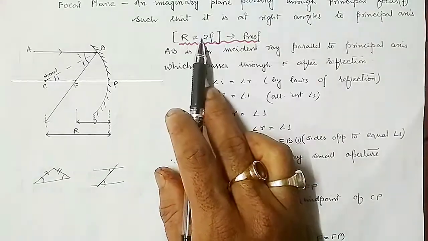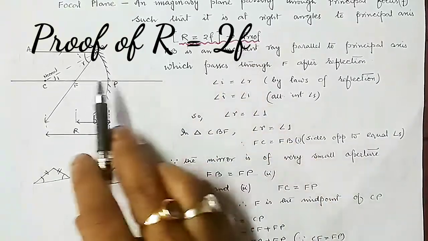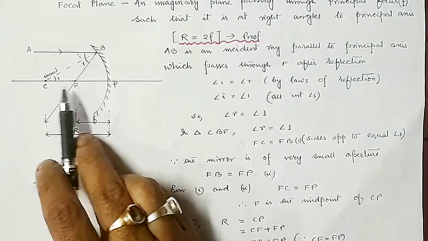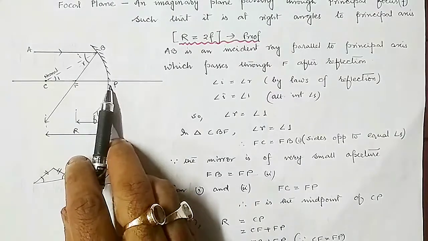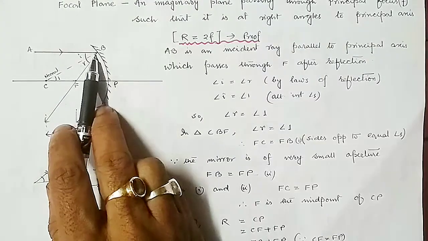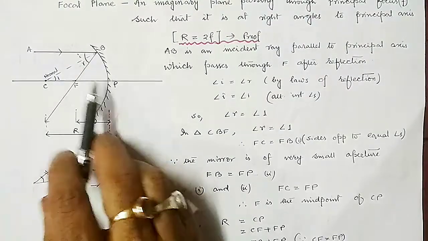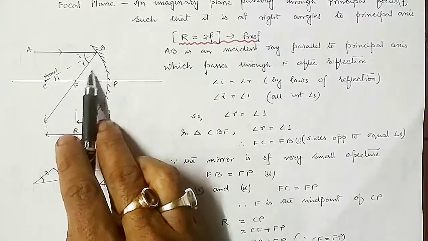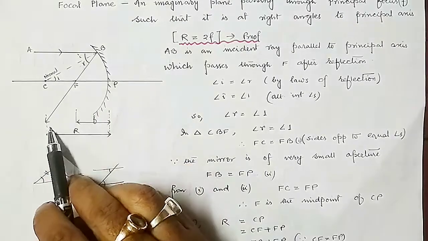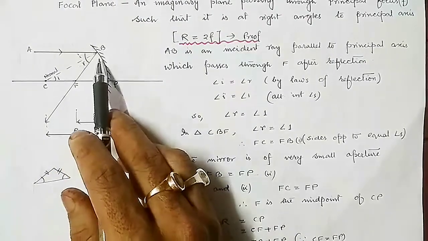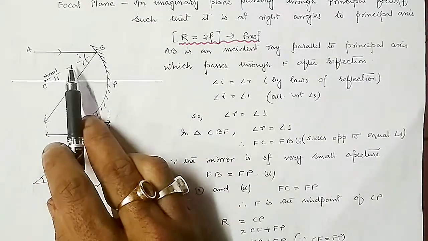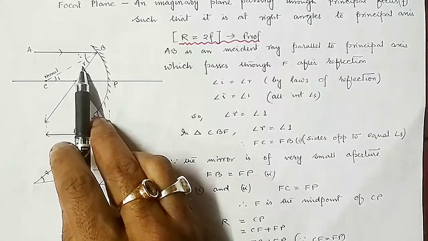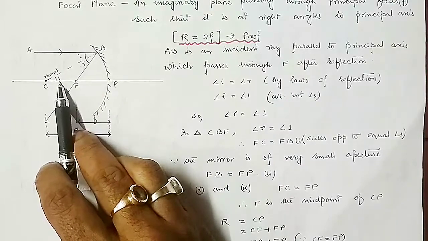The radius of curvature is twice of focal length. Let me prove it. Suppose this is one concave mirror, this is principal focus, this is center of curvature, this is pole, and AB be any ray which is parallel to the principal axis. This ray after striking the mirror will reflect and it will pass through the principal focus. We have joined B and C. Now we know angle of incidence equal to angle of reflection, therefore angle I equal to angle R. This angle we have named angle 1.